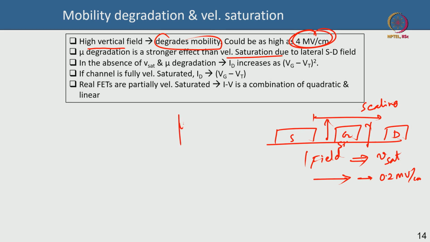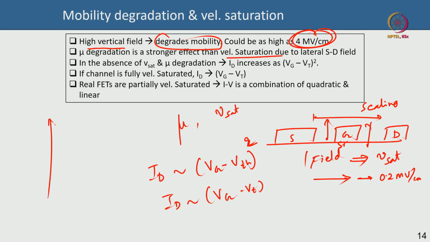See, if your mobility did not degrade and if you did not have velocity saturation, then your drain current goes as Vg minus Vt square. It has a quadratic dependence on the gate voltage. But when the current is undergoing velocity saturation and there is mobility degradation, then the current goes as just Vg minus Vt. It has a great significance. So if you plot Id versus Vg, in the traditional case your Id will go something like that, but now in a highly scaled device with velocity saturation it will go linearly.